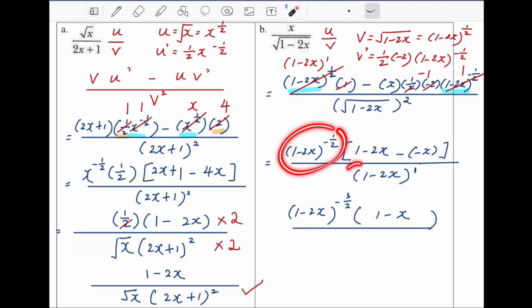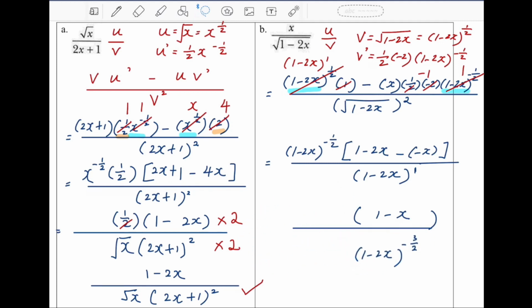Once you combine these two, again, negative power, I don't like it. I'm going to assign and put it back as a positive power, bring it down as a denominator. When I bring it down, this will be positive. So this is the final answer.